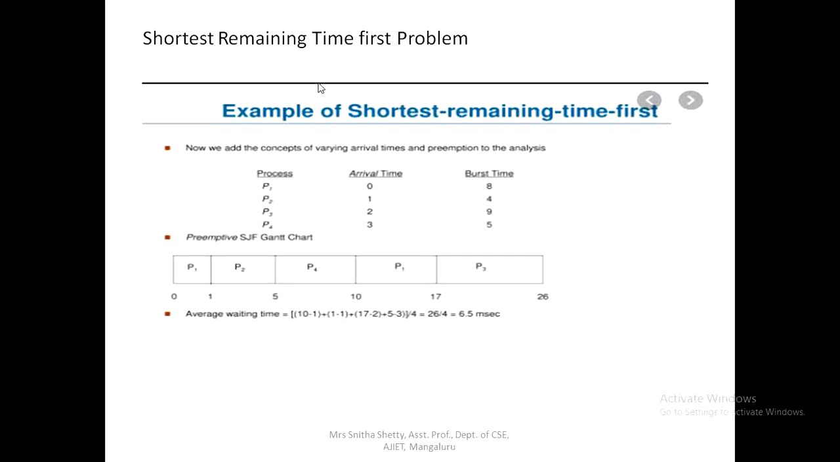In scheduling algorithms, there are actually 2 types. One is preemptive scheduling algorithm, one more is non-preemptive scheduling algorithm. Preemptive means you can allow the process to be interrupted, that means a process can stop execution in between. That is known as preemptive. Non-preemptive means you cannot allow the process to stop in between. Here we are studying the preemptive shortest remaining time first algorithm, where in between we can allow the process to stop its execution.